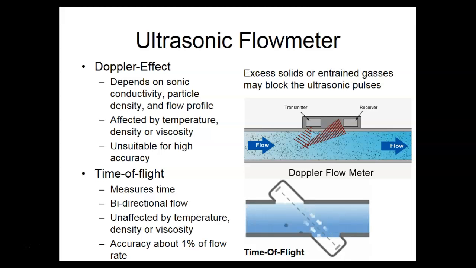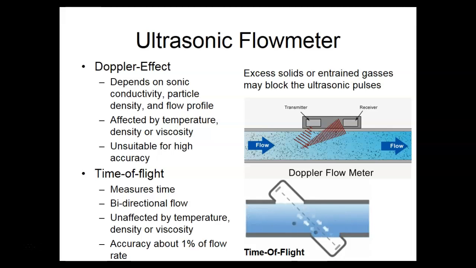Ultrasonic flow meters. We have a Doppler effect. So what happens, it depends on the sonic conductivity, the particle density, and the flow profile. So these guys would have to be calibrated depending on what you were trying to measure. These can be affected by temperature, which changes the density of most fluids. Most fluids expand when they heat up, and then they contract when they cool down. So that would change the viscosity of the fluid, which could affect the flow rate. And so it's unsuitable for high accuracy.